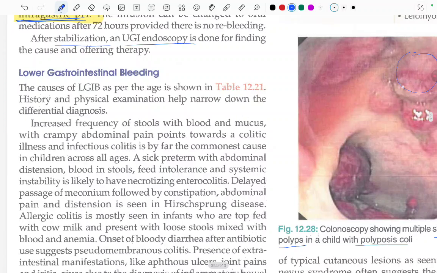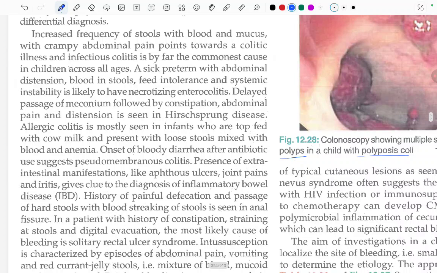Now let's read about the lower gastrointestinal bleeding. The causes of lower gastrointestinal bleeding as per the age are shown in this table that we just read. History and physical examination help narrow down the differential diagnosis. Increased frequency of stools with blood and mucus with crampy abdominal pain points towards colitis. Infectious colitis is by far the most common cause in children across all ages. So we have to suspect infectious colitis in a child in whom stools with blood and mucus are present and there is crampy abdominal pain, which points towards a colitic illness.